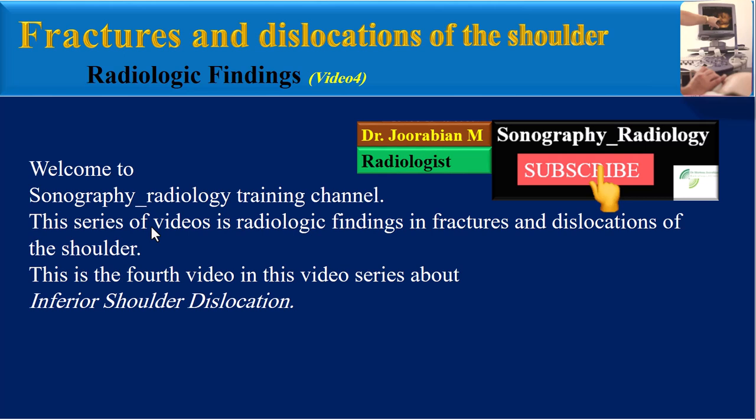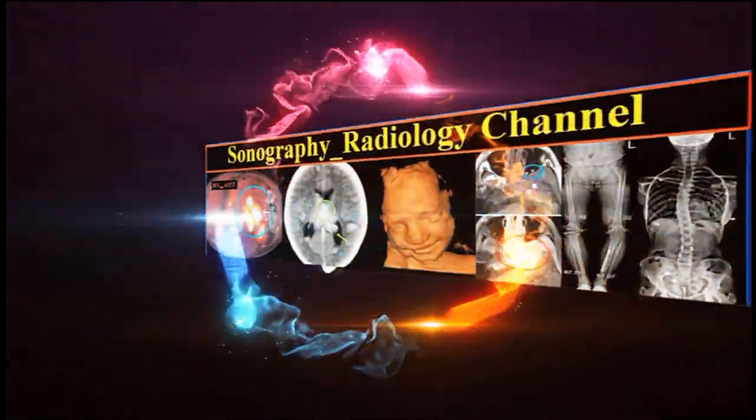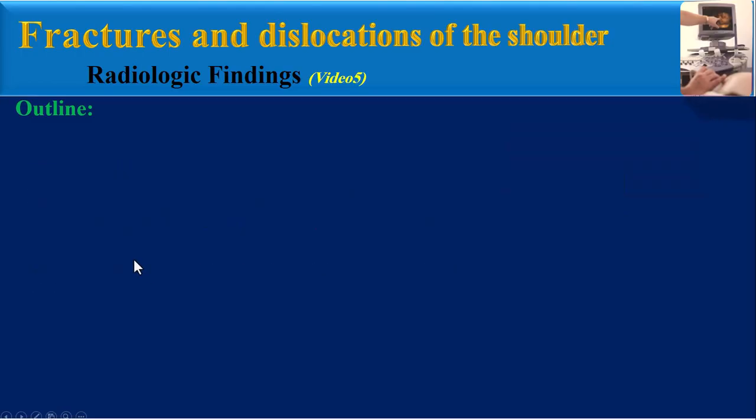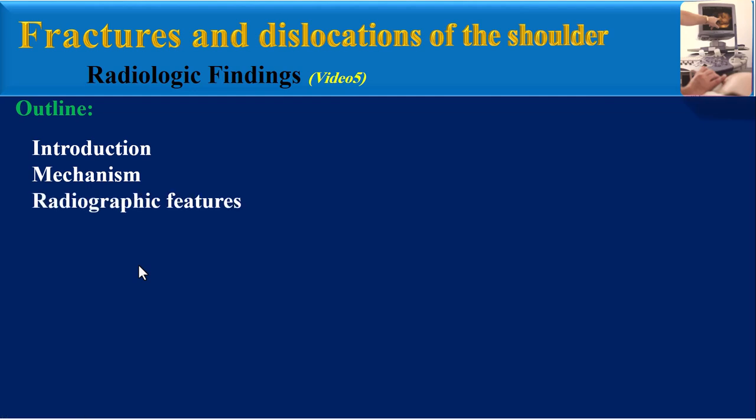This series of videos is radiologic findings in fracture and dislocation of the shoulder. This is the fourth video in this video series with title of Inferior Shoulder Dislocation. The outline of this presentation includes introduction, mechanism, radiographic features, MRI, review of a few cases, and complications.